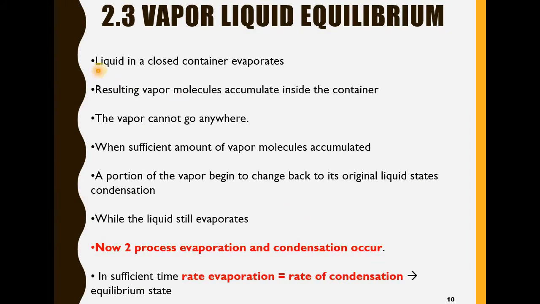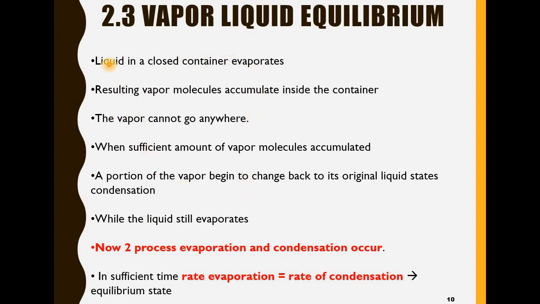A liquid in an enclosed container evaporates. For example, if the feed enters the distillation column as a liquid, when we heat up, it will evaporate and become vapor, which accumulates inside the column or container. The vapor cannot go anywhere. So when a sufficient amount of vapor accumulates, a portion of the vapor begins to change back to its original liquid state. We call this condensation.